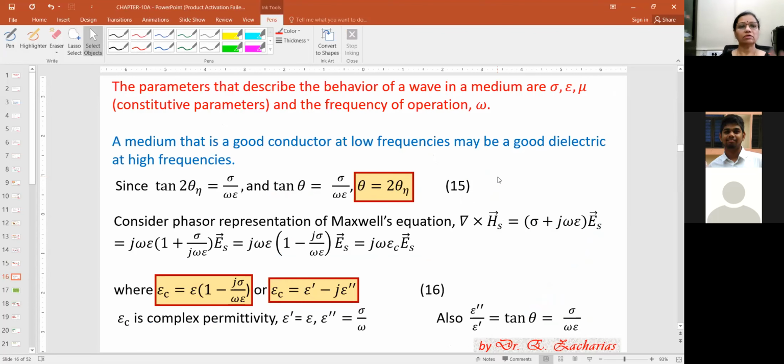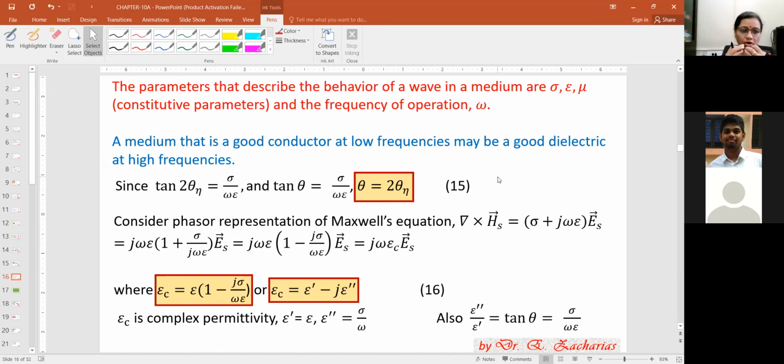Now, the parameters that describe the behavior of a wave in a medium are the constitutive parameters, and in addition, the frequency of operation, omega. As a result, how a medium is perceived, as a conductor or a dielectric, depends on the frequency of the wave. A medium which is a good conductor at low frequency can be a dielectric at high frequency.